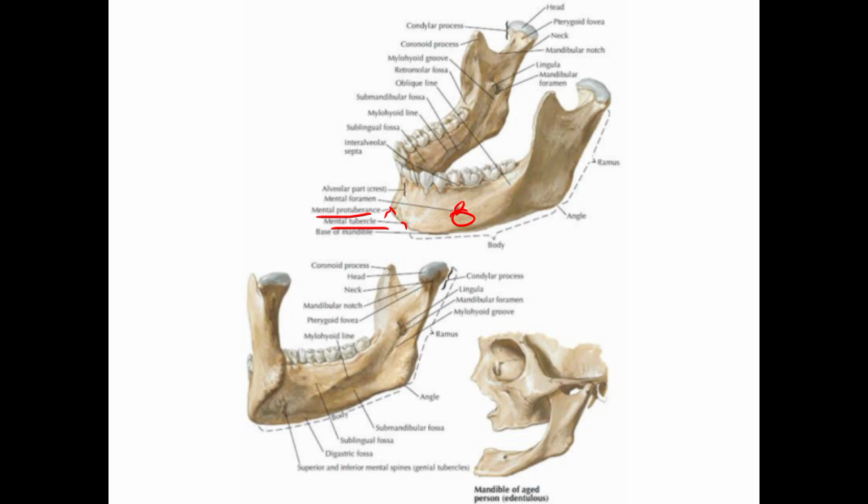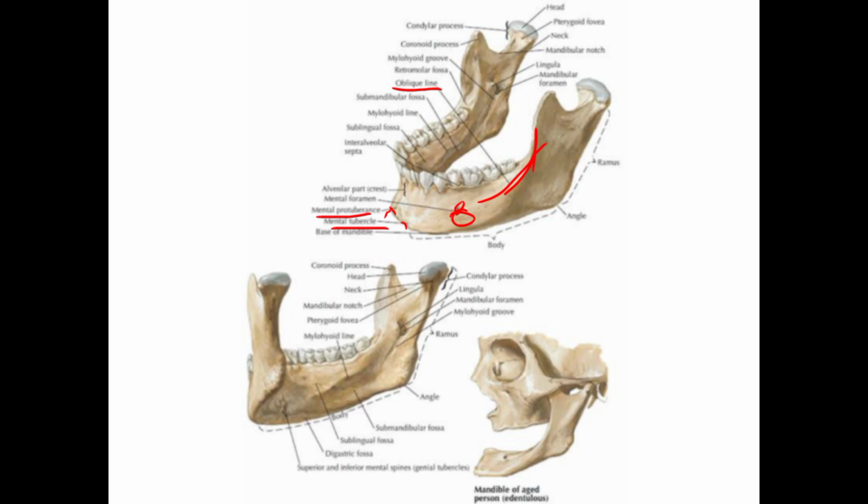Then you have the oblique line. You can see here, the oblique line is actually here. This oblique line courses posteriorly from the mental tubercle to the anterior border of the ramus. Okay, so you should know it.